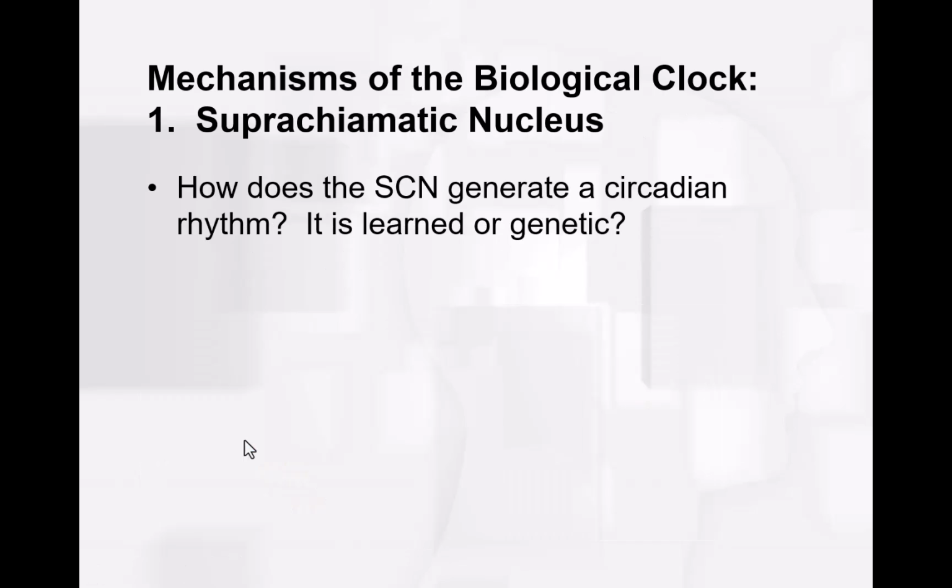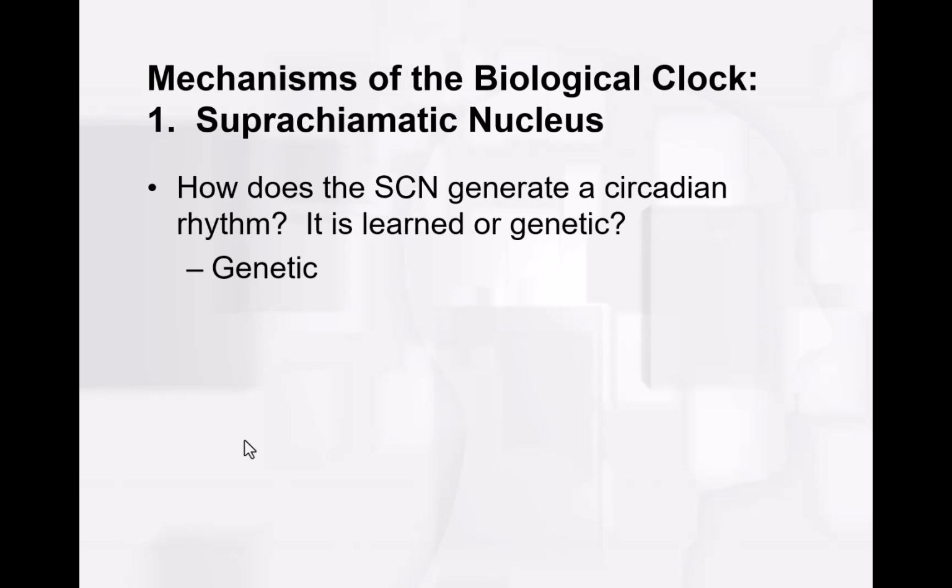So how does that suprachiasmatic nucleus generate a circadian rhythm? Is it going to be learned or genetic? Now think, it's very deep inside the brain. It is genetic. So it might not be intuitive, but it is genetic. It is something that's inborn, innate on how that SCN generates that circadian rhythm.